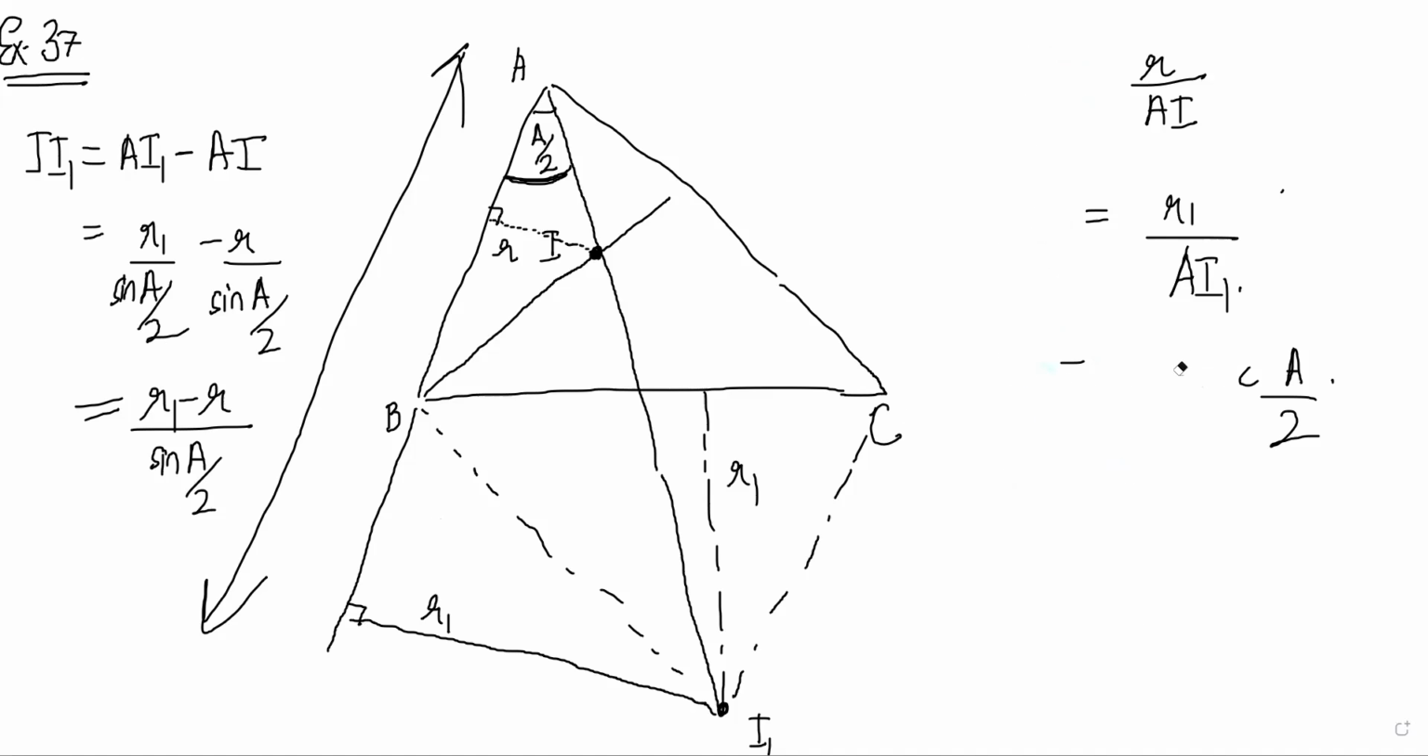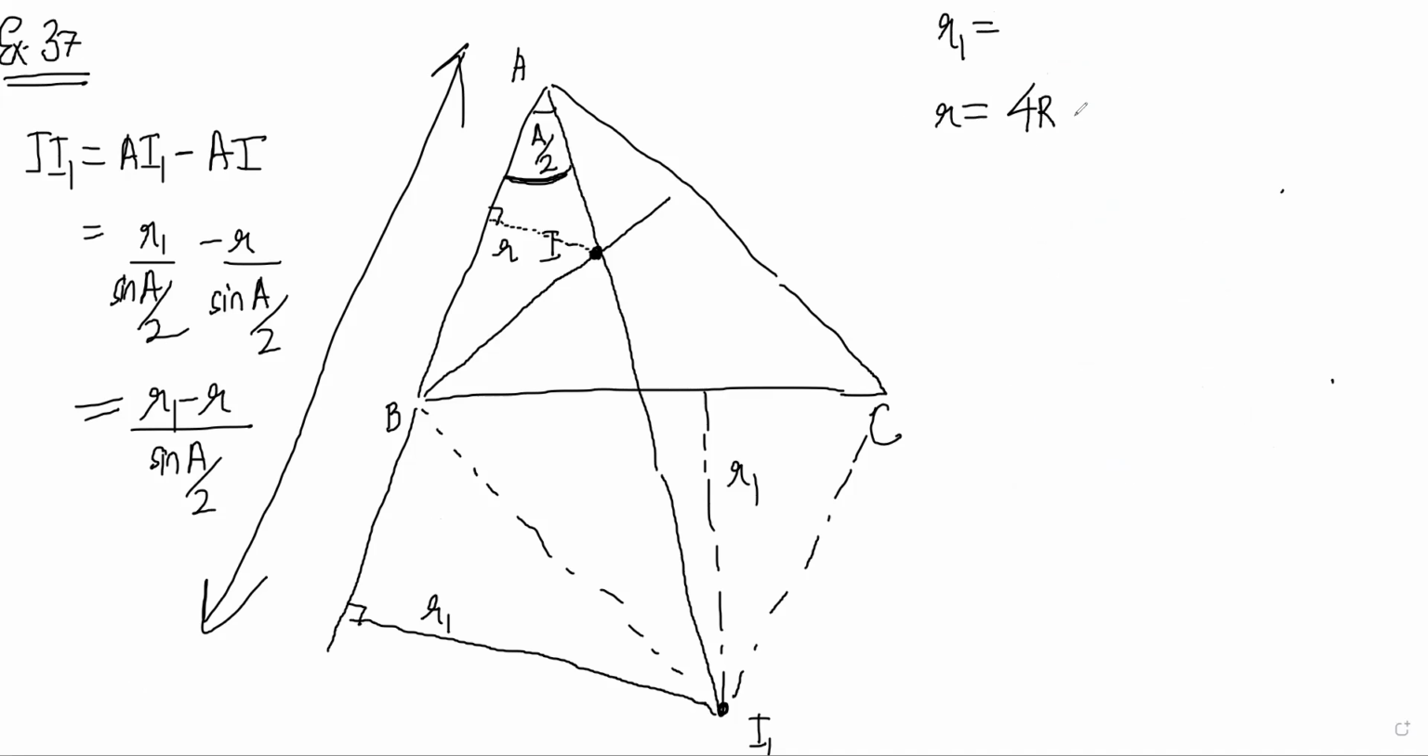We will say r1 is equal to del by s minus a, r is equal to del by s, right? Yes, sir. Or you can use trigonometric formulas also. So let's write r first. r is equal to 4R sine A by 2 sine B by 2 sine C by 2, right? And r1 would be 4R sine A by 2, but for B and C the sines will become cos, right?